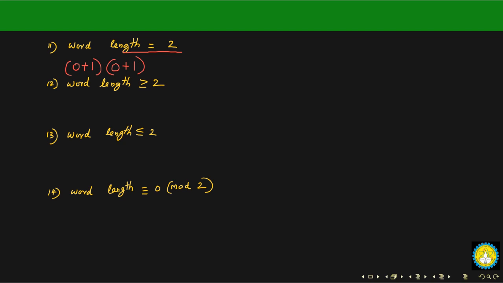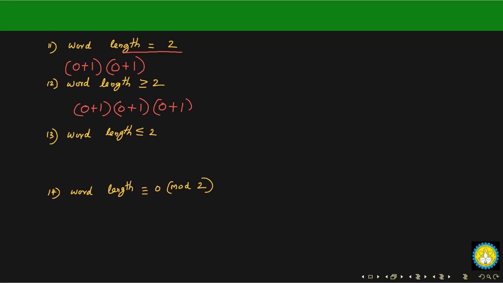Now here we should guarantee that there are at least two symbols in your string. So you can write it like this: 0 plus 1 followed by 0 plus 1. Once you write this, there will be two symbols in your string. That's guaranteed. From here, you can see anything. So the condition is that it should be greater than or equal to 2.